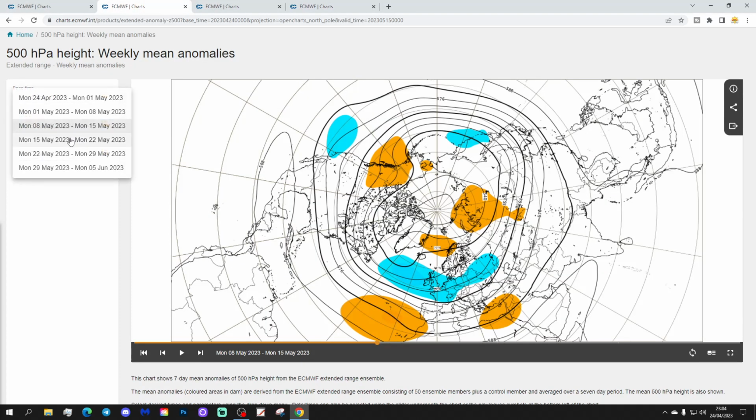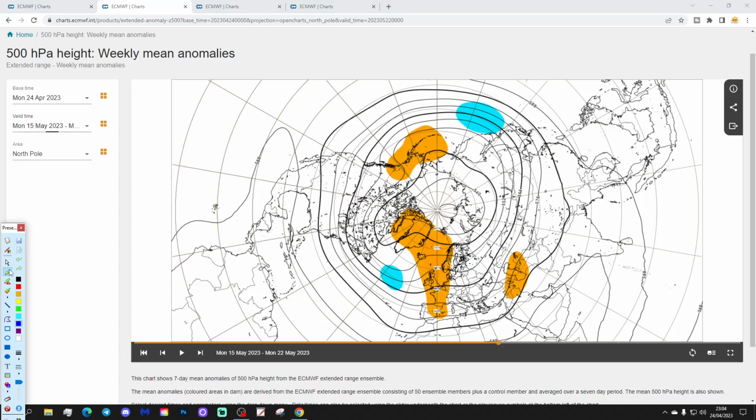How are the 500 millibar heights looking? Again, we see that ridge building up the western side of Europe. Could this be the summer pattern beginning to emerge? It makes you wonder, doesn't it? High pressure building up the western side of Europe, low pressure being pushed out into the Atlantic.